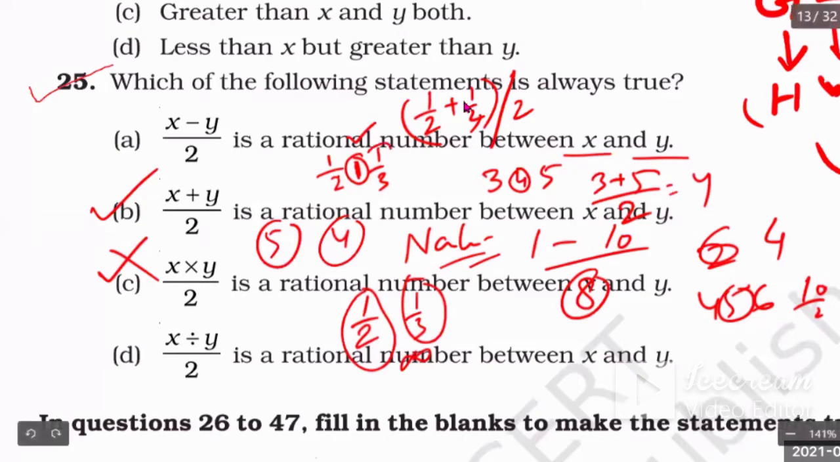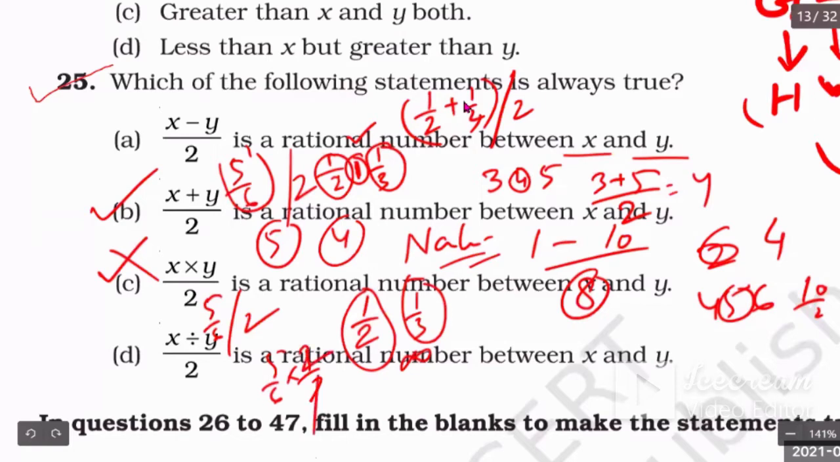Sir, 2? No. These both are less than 1. Sir, 5 by 6. This 5 by 6 is the total of these two rational numbers. If you add these two rational numbers, you will get 5 by 6. And what I said, you have to divide it by 2. 5 by 6 divided by 2. So what will you do? 5 by 6 multiplied by 1 by 2. So it will be 5 by 12.